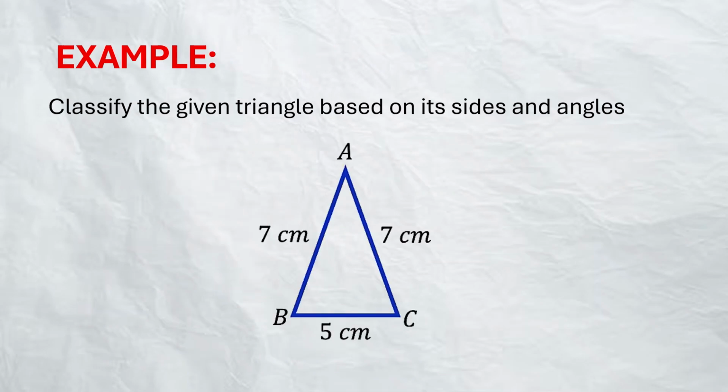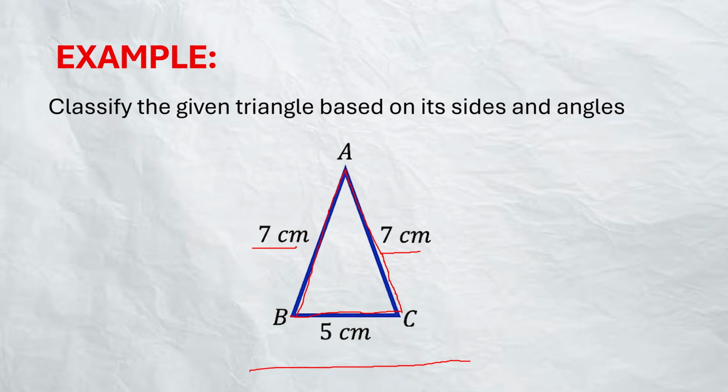Let us have some examples. Classify the given triangle based on its sides and angles. In this given triangle, the side AB or line segment AB has a measurement of 7 cm, while side AC or line segment AC is 7 cm as well, while line segment BC or side BC has a measurement of 5 cm. We can observe that two sides, which are AB and AC, are equal since they both measure 7 cm.